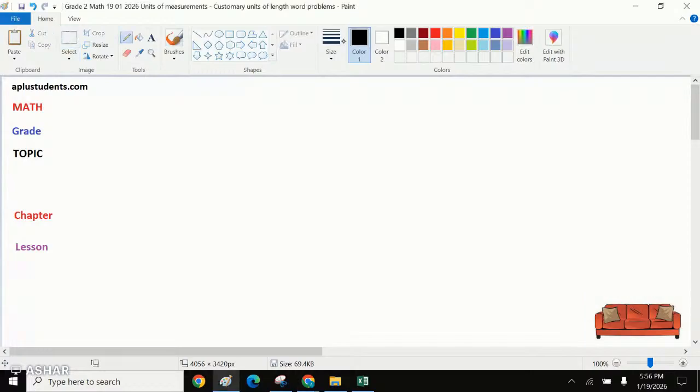The first thing that you need to do is go to aplusstudents.com. You need to go to the website. Once you're on the website, you need to select math as your subject. Your grade level is grade 2. Okay. And the topic for today is units of measurement.